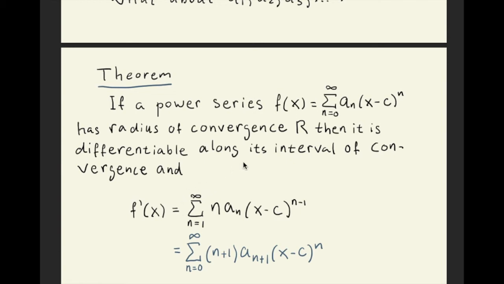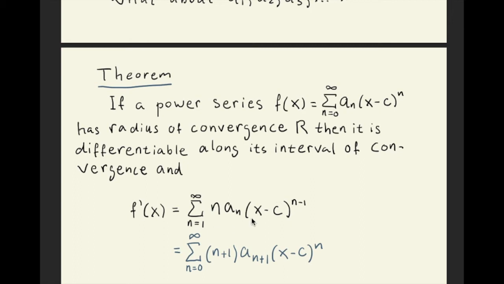So the main thing to know here is that if your function is given by a power series, then it is differentiable, and the derivative has a very similar power series expansion. You just take the derivative term by term. It will have the same radius of convergence. I don't know if I said that.